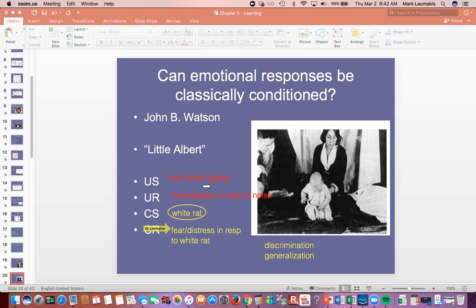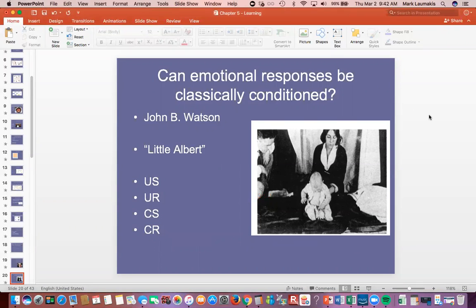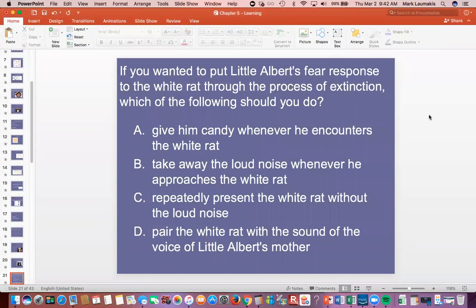Okay? Let me stop there for a second. Any questions about the little Albert example? Excellent. Okay, let me ask you guys a little polling question about how you might try to extinguish little Albert's fear response. So give this question a shot.